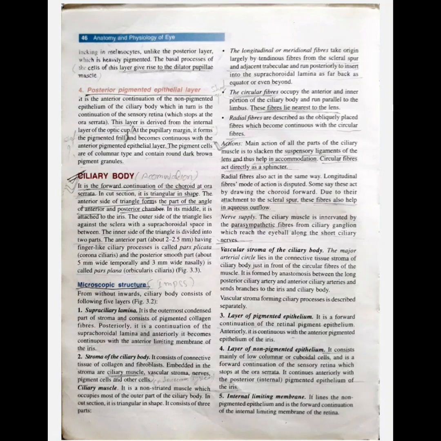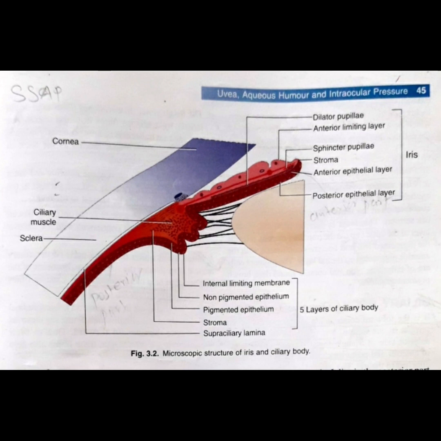Students, today we'll learn about the structure of the ciliary body. The ciliary body is triangular in shape and it is the forward continuation of the choroid at the ora serrata. So basically there are two parts. One is called the pars plicata, another is called the pars plana.